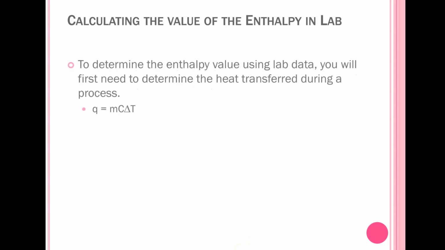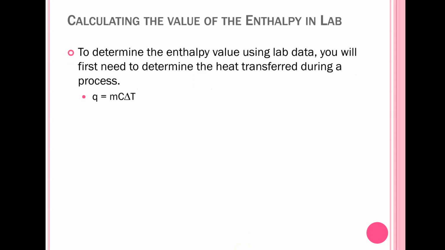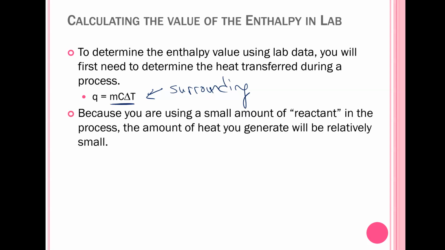So now when it comes to doing this in the lab, this is where people usually get thrown off. To calculate the value of enthalpy in the lab, first you need to determine the heat that is transferred during some kind of process. Generally speaking, you're going to be using this equation, but you are going to be measuring the surroundings. They're always going to be talking about the system when it's in the lab, but that's the surroundings, and that's what you're going to measure. You're going to calculate that heat.